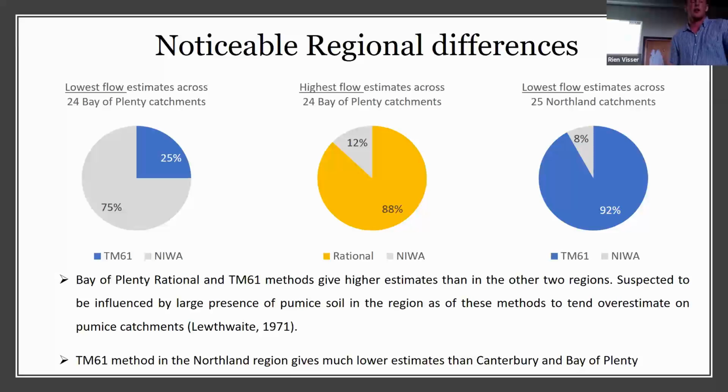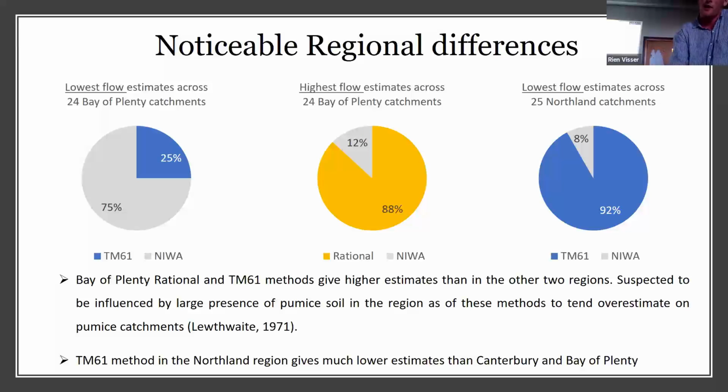Breaking it into the regional analysis, these are a couple of standout points. In the Bay of Plenty region, the lowest flow estimate, different to the Northland and Canterbury regions, was predominantly produced by the NIWA method at 75% of the time, and the highest flow estimate was heavily favoured by the rational method, also in the Bay of Plenty, which didn't have as even a spread between the 2 methods as the Canterbury and Northland regions. Also, the Northland region heavily favoured the TM61 method to produce the lowest estimate.